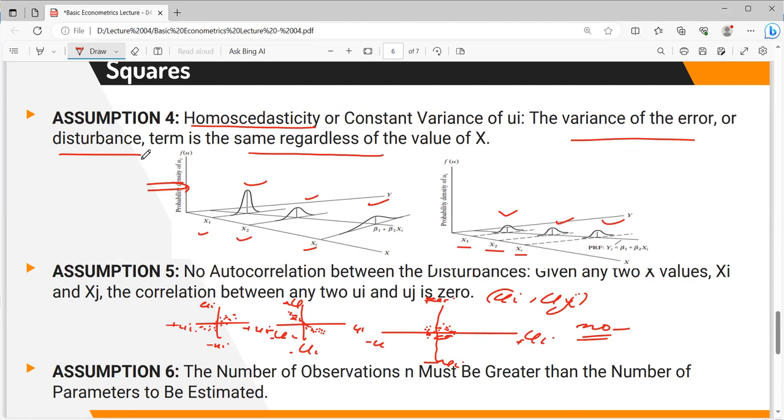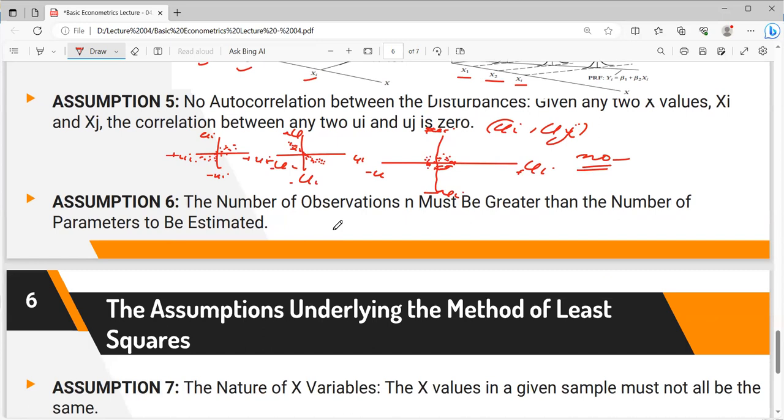The next assumption is that the number of observations must be greater than the number of parameters to be estimated. Suppose we have a simple regression model: yt is equal to alpha plus beta xt plus mu t. This is our simple regression model. In this model, we have parameters alpha and beta, and we have variables y and x.